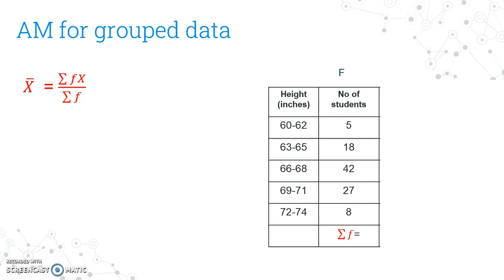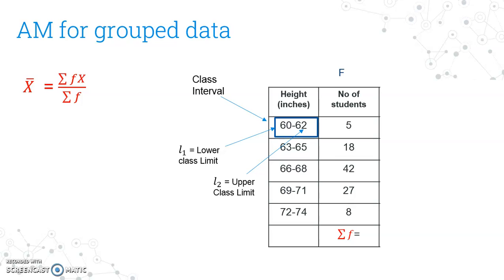So let us first write down the formula. As frequencies are associated, we are going to use the second formula which we have seen. That is X bar is equal to summation Fx divided by summation F. Now this data is nothing but group data, where data is mentioned in the intervals. This is known as class interval. The 60 is known as L1 or lower class limit. 62 is known as L2, that is nothing but upper class limit.